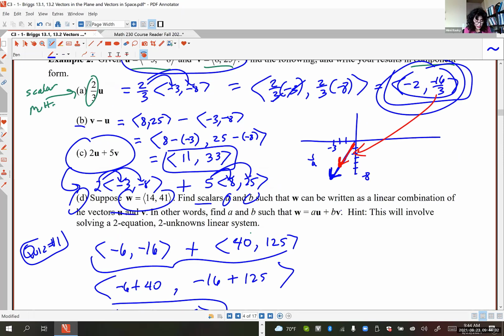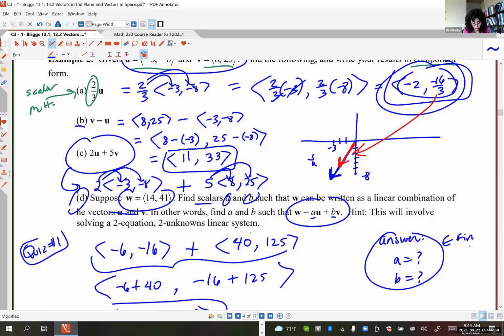What the heck does that even mean? It means that W can be written as some pure number A times U plus some other pure number B times V. So what do they want? The final answer, once we're done, is you have to say what is A and what is B. Those are the mystery numbers. So find the mystery numbers.